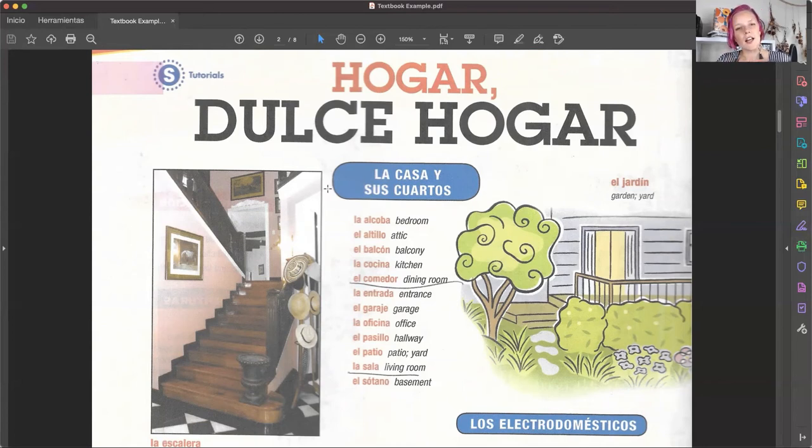And the other thing that I would say is really important to look at is make sure that you're using your textbook as a guide for your content and what you know you need to cover.